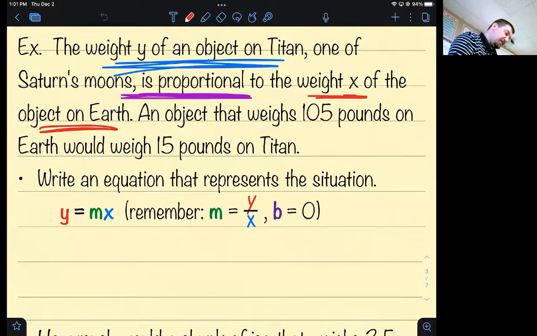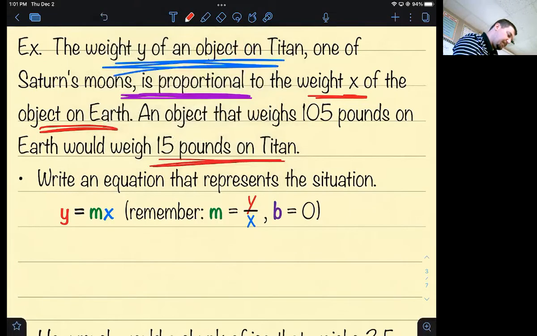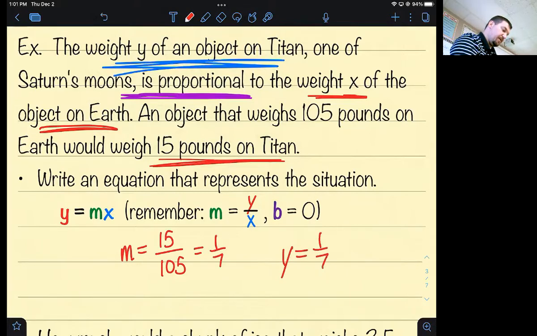And the m value has the y on top. So the y value here was the weight on Titan. And its weight on Titan was 15 pounds. So we put 15 on top. The x value was its weight on Earth, which is 105 pounds. Who remembers what that reduced to yesterday? Xander? 1/7. So if we know our slope is 1/7, our equation is going to be y equals 1/7 x.